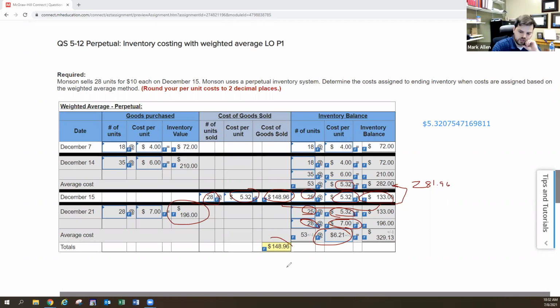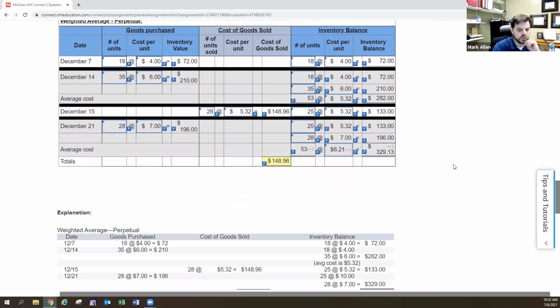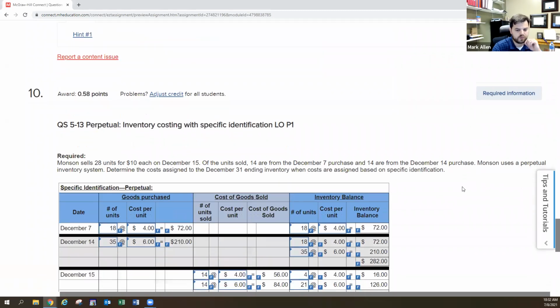And then of course, you can see cost of goods sold 148.96. And then our ending inventory is just this right here. Okay. So that is weighted average. So basically every time we have a new purchase, you will need to compute a new average.